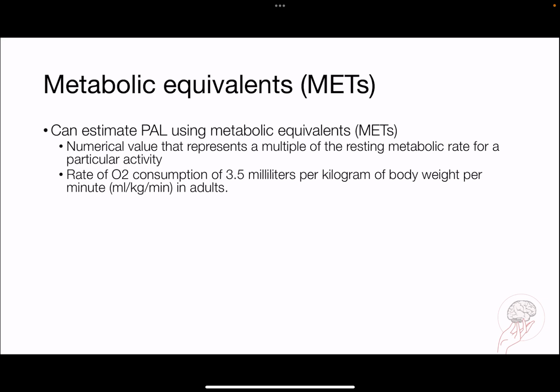We can also estimate PAL using metabolic equivalents, or METs. These are a numerical value that represent a multiple of the resting metabolic rate for a particular activity. And it can be estimated as the rate of O2 consumption as 3.5 milliliters per kilogram of body weight. So 3.5 ml per kilogram body weight.